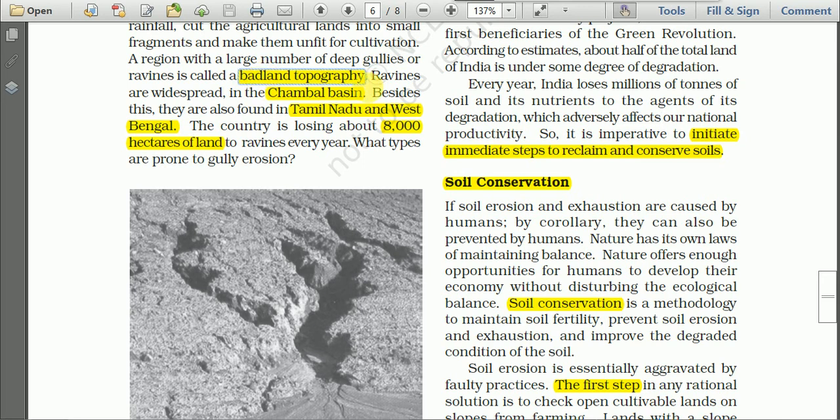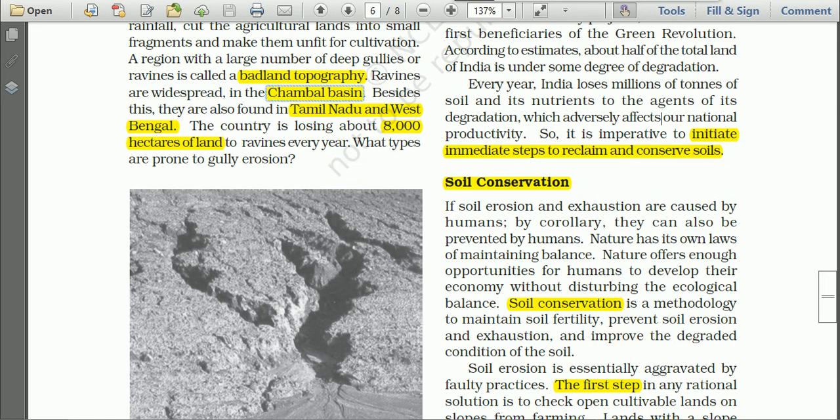Okay, ravines are widespread in the Chambal river basin. And besides this, they are also found in Tamil Nadu and West Bengal. Okay, the country is losing about 8,000 hectares of land to ravines every year. So let us see a photograph of the Chambal badland.